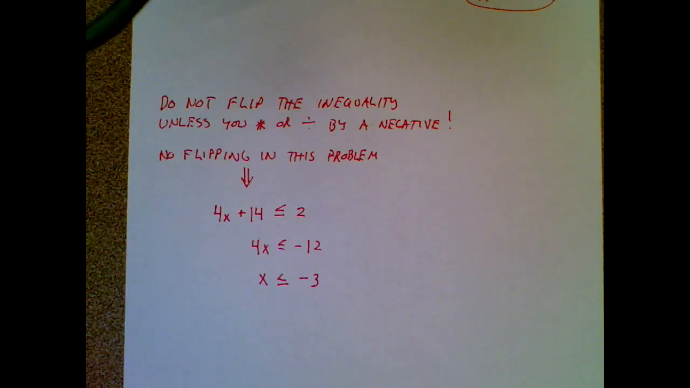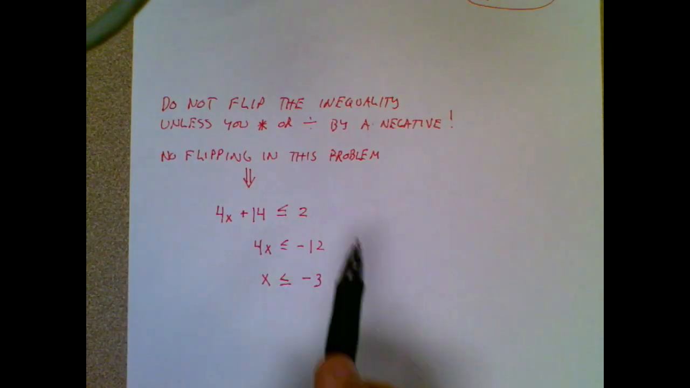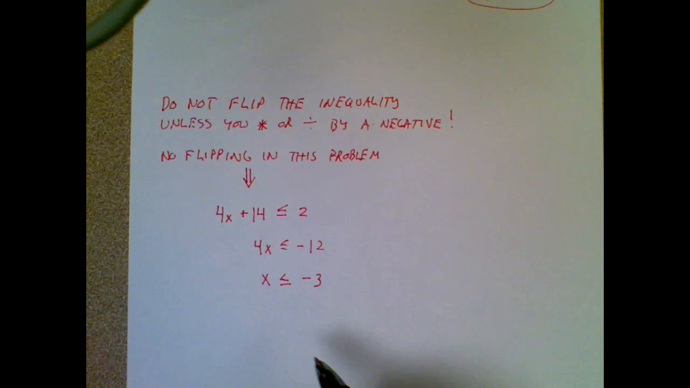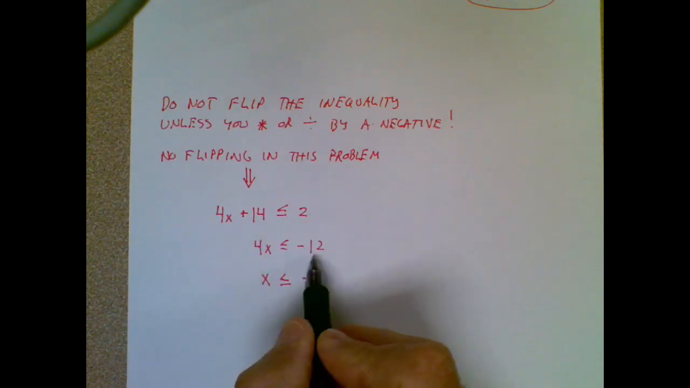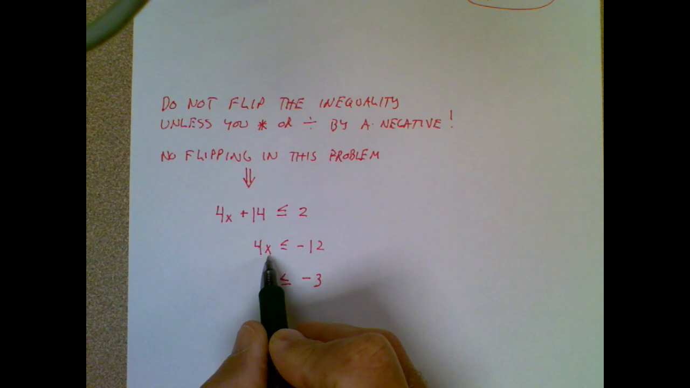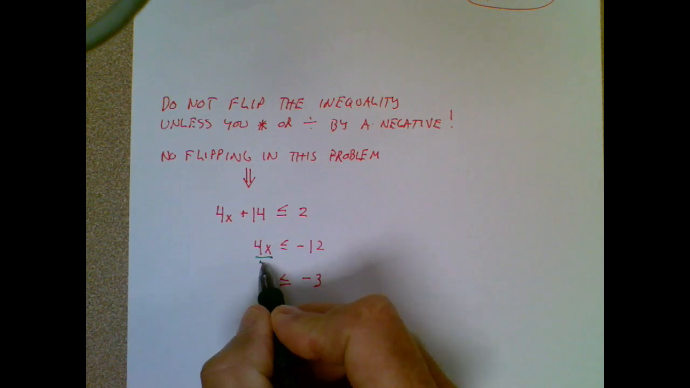A final word of warning, remember that you can only flip the inequality if you multiply or divide by a negative. So here's an example where students might accidentally make a mistake. I move the 14 to the other side. And now, to get x by itself, I have to divide each side by 4.